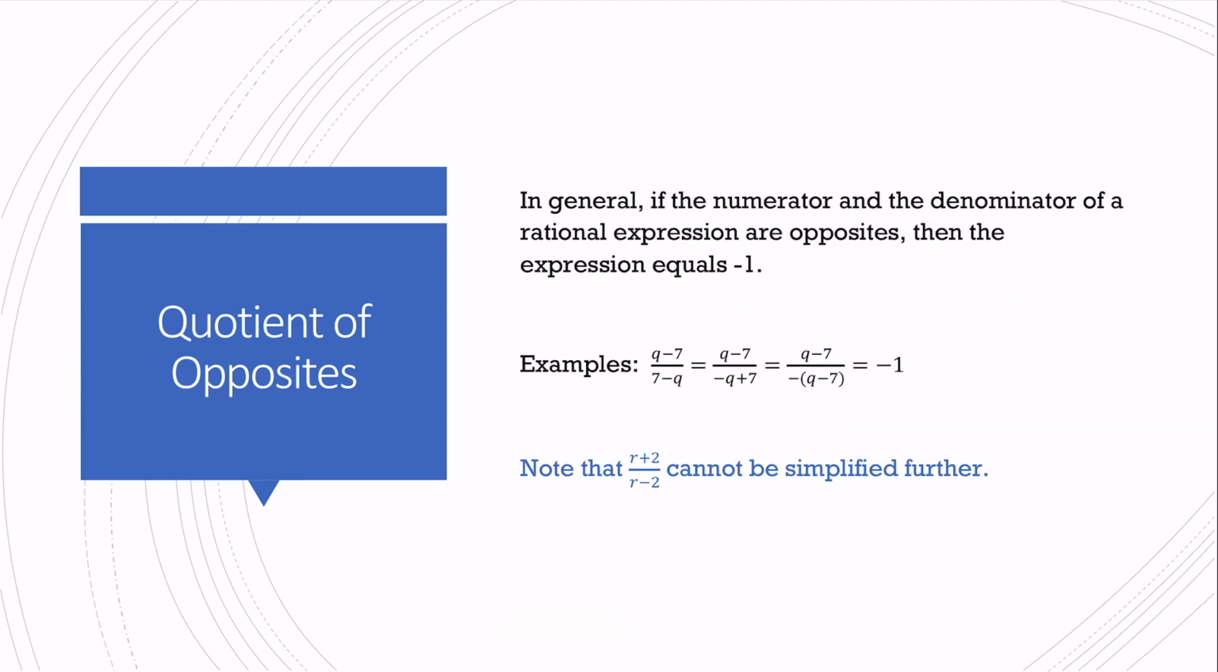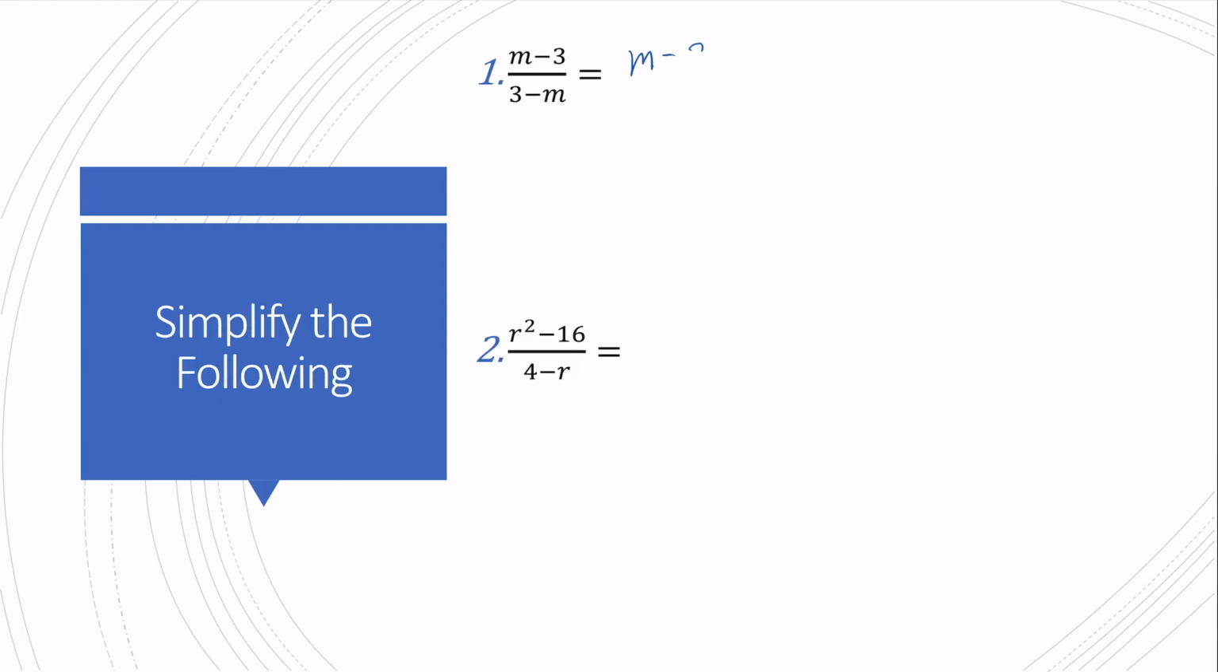And here's that example all worked out, so you can check it for yourself. This is exactly what I did. I've got m minus 3 over negative m plus 3. We pull out that negative leading coefficient in my denominator. We see that these cancel, and I'm left with -1.